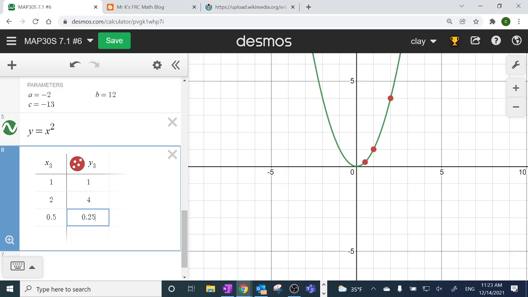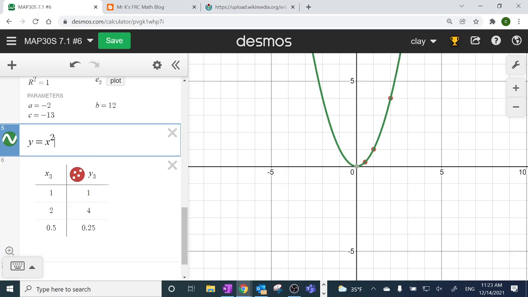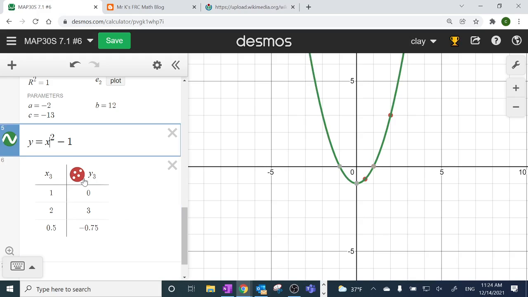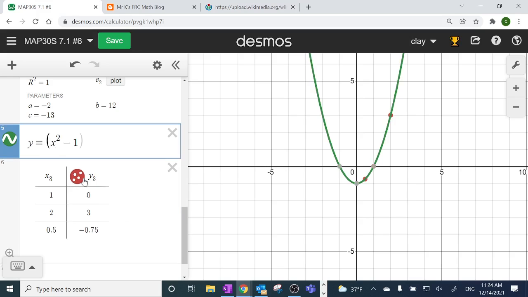But now, if I take this equation and I say, for example, minus 1 to it, now all of these points move down 1. So that's going to move down 1, that's going to move down 1, and that's going to move down 1. There, they're still there. But now take a look at what that equation looks like. Right? It looks like that. Now, one more trick, and this will really answer your question. What if I move the equation over 1?